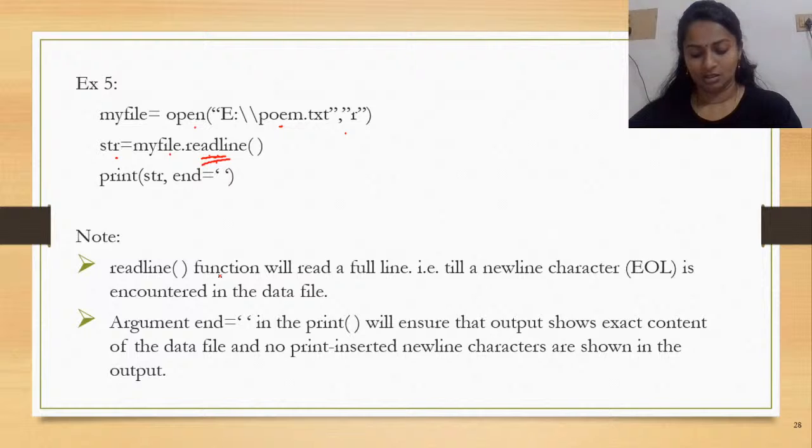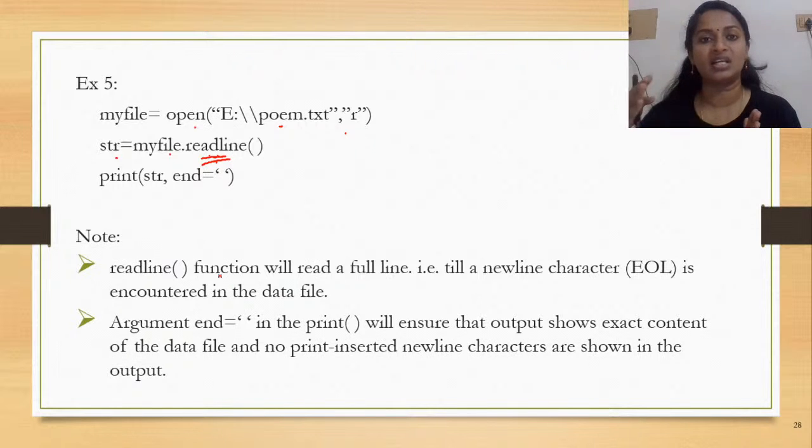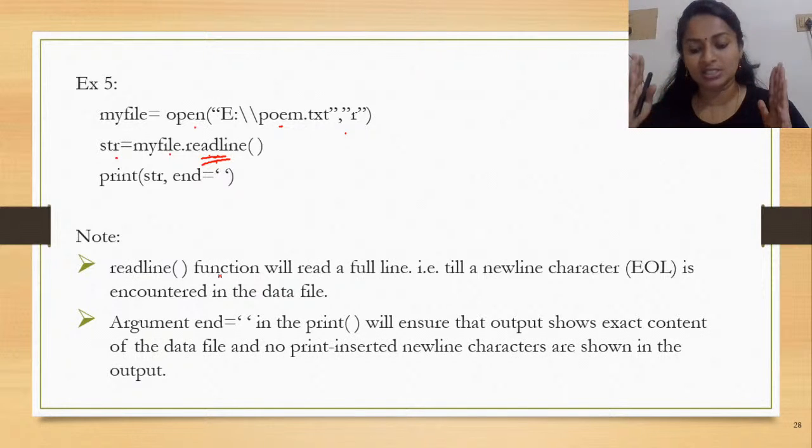Okay. Whenever it encounters an end of line, the readline functionality ends there. So what is the process of readline? It has to read a line of text from the file, right? So when it encounters this special character, what happens? The process stops there.